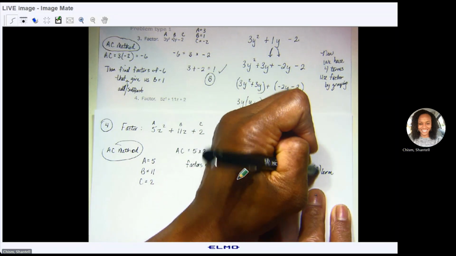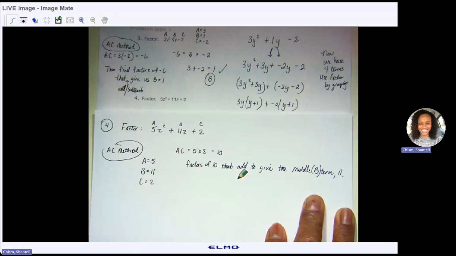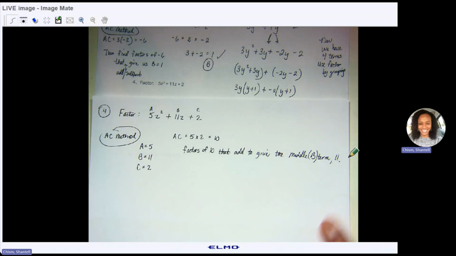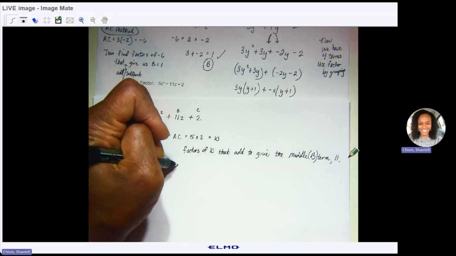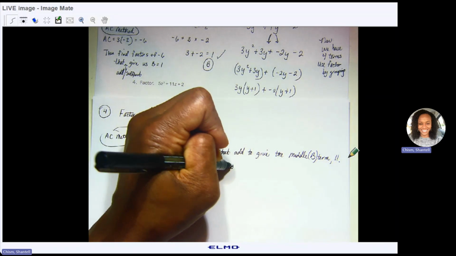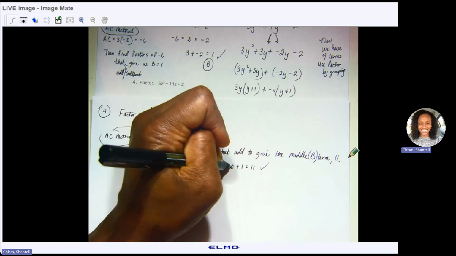Okay, so I'm looking for factors of 10 that will add to give me that middle B term. So factors of 10, 10 and 1, and 10 plus 1 does give me 11. So I know that's the one I'm going to use.